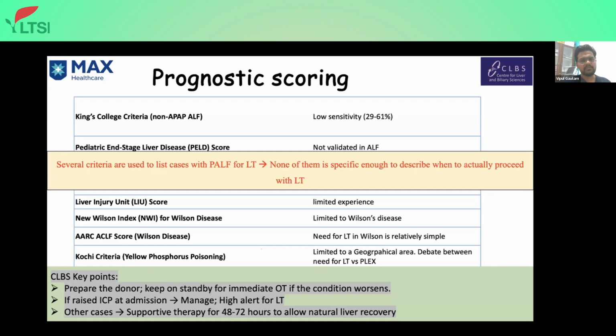We proceed for transplant, as Dr. Gupta previously said. And in other cases, especially in the hyperacute setting, when we are dealing with hepatitis A, we give supportive therapy for 48 to 72 hours, allow natural liver recovery, and then we decide whether to go for transplant or not. And many times we become successful.